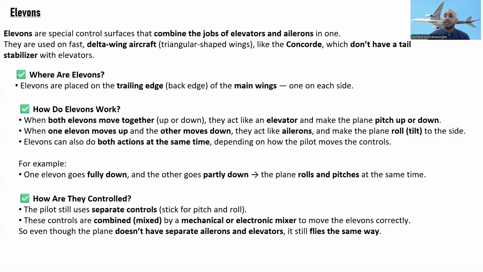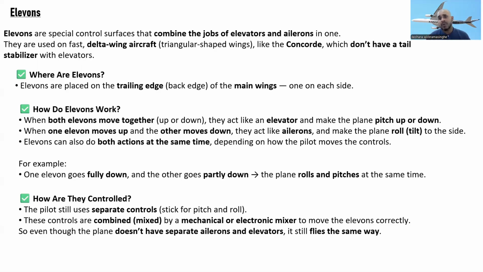Elevons are placed on the trailing edge, the back edge of the main wings, one on each. So how do elevons work? When both elevons move together, up and down, they act like an elevator and make the plane pitch up or down. When one elevon moves up and the other moves down, they act like ailerons. They make the airplane roll, tilt to the side. So elevons can also do both actions at the same time.